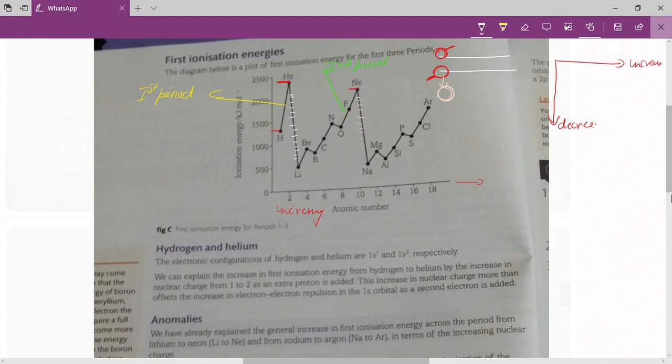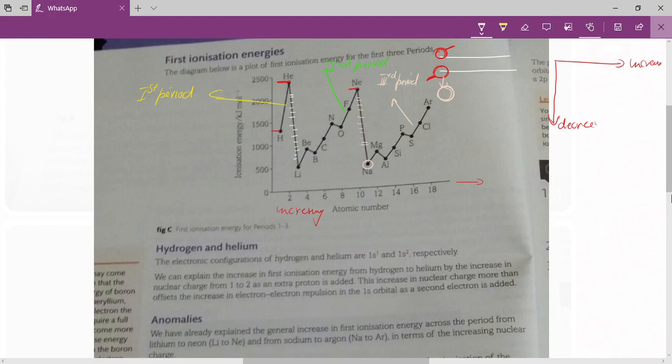So from neon, when you come to sodium, the energy will decrease. From sodium it is your third period, and the ionization energy increases along the period, so it will start to move further. After that, in the fourth period it will again come down. So it's like a periodic graph: up, down, up, down.